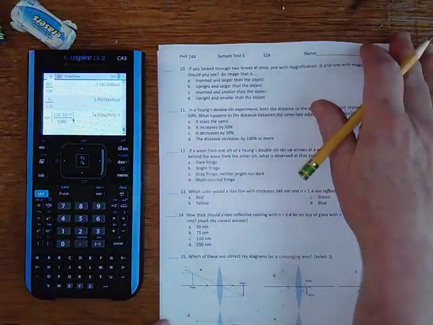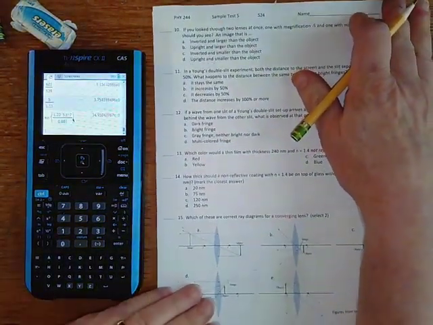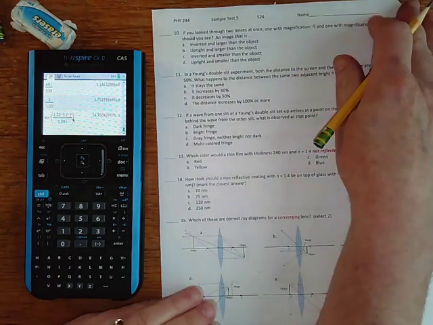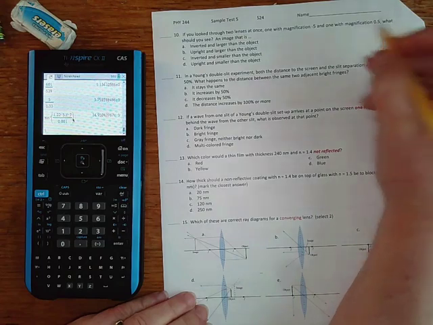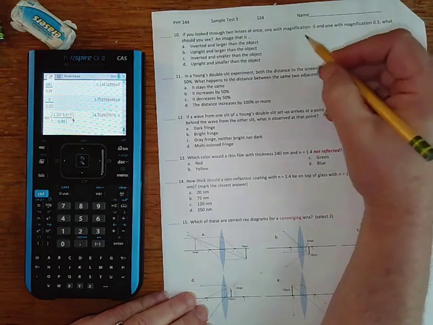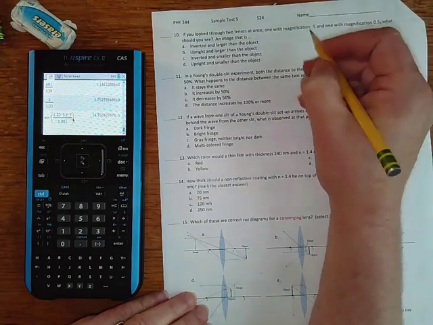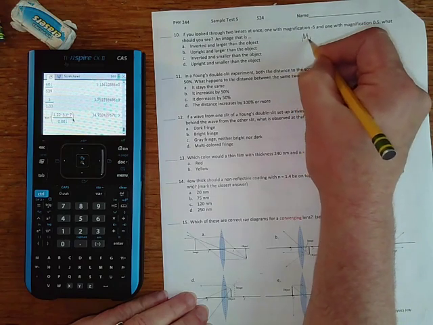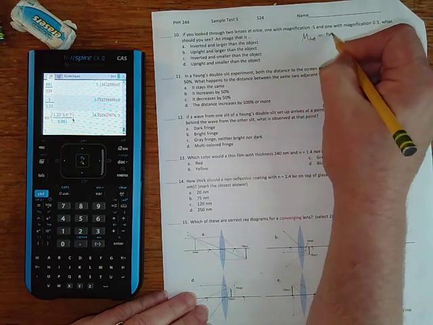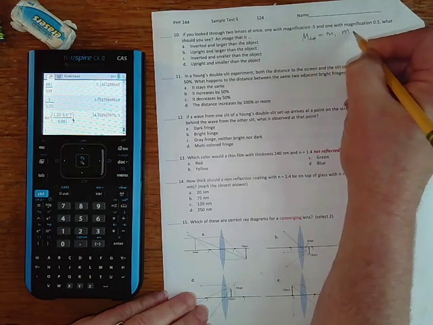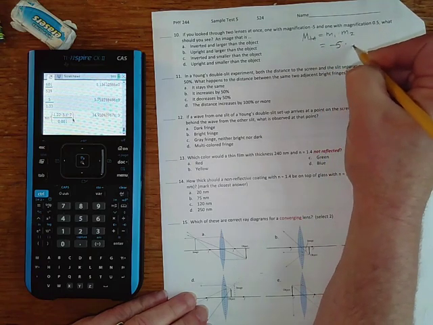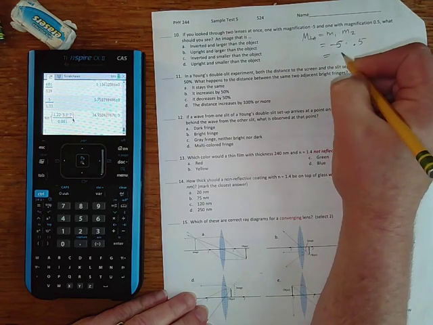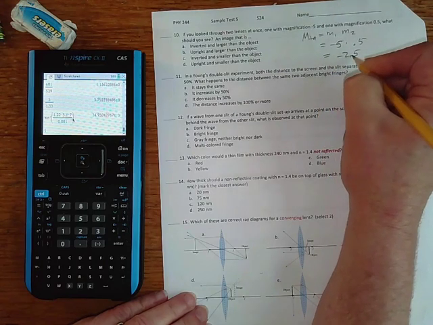Okay, number 10. We look through two lenses at once, one with magnification of negative 5, and one with 0.5. What do you see? Well, let's get the total magnification first. That's going to be the two multiplied times each other, m1 times m2, so that's negative 5 times 0.5, so the total magnification is negative 2.5.